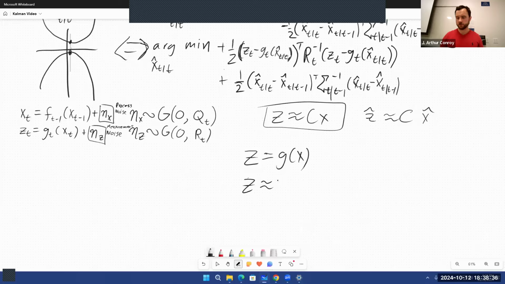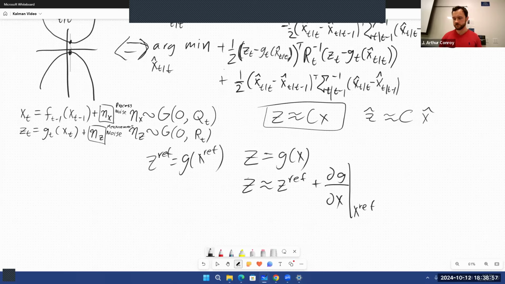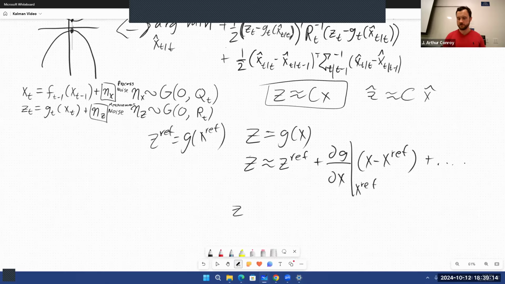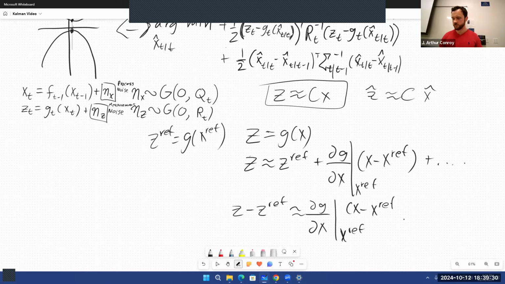We can use a Taylor expansion and approximate this around some reference Z. So Z reference is equal to G of X reference, plus the first order term, evaluated at whatever the reference X is, multiplied by how far away from the reference X actually goes, plus higher order terms, which are the higher order derivatives of this function. So we'll get Z minus Z reference is approximately this Jacobian matrix, not great with handwriting, times the deviation away from this reference point.